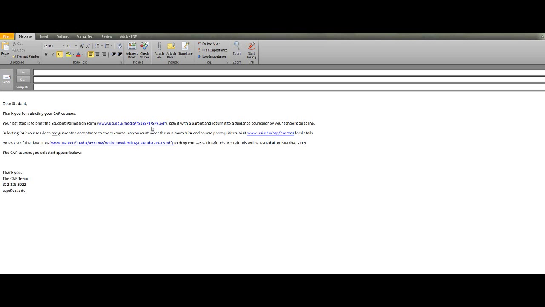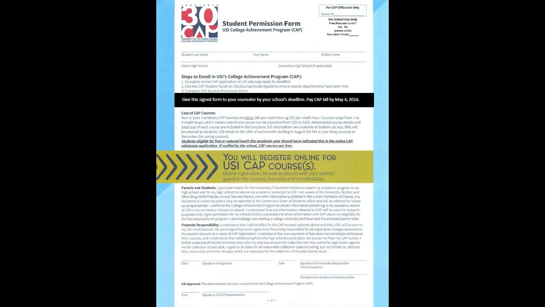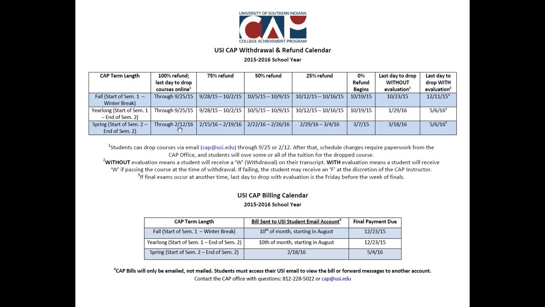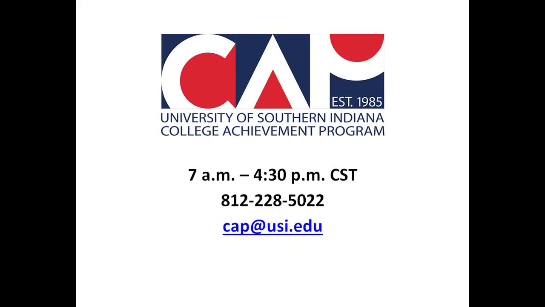Then once you submit the form, you will get an email that has a link to the student permission form that you will need to print, fill out, and have your parents sign. And then you will turn this form in to your instructor and guidance counselor. They will get it to the CAP office. There's also a link for the drop calendar, and note there's certain points at which you can drop the course with 100% refund. If you have any questions, feel free to contact the CAP office and we'll be happy to help.